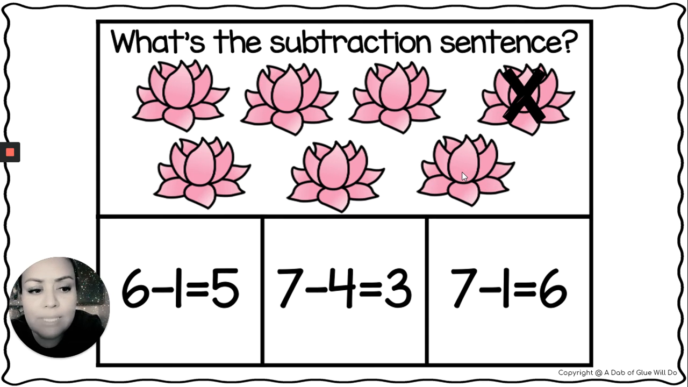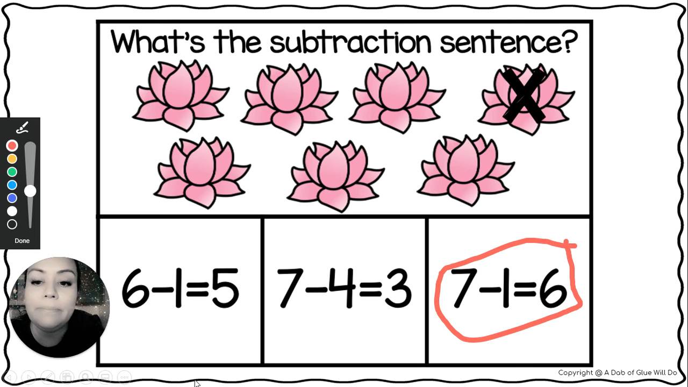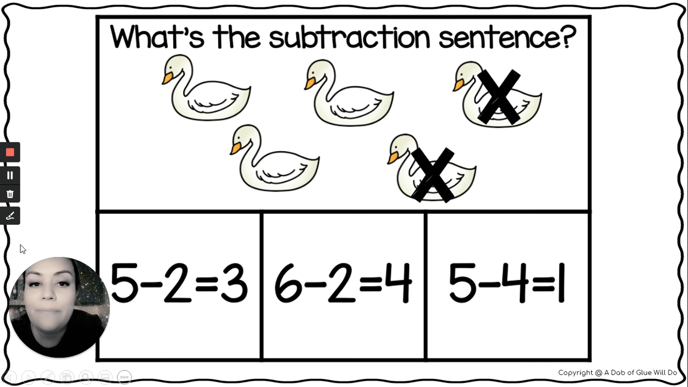How many are crossed out? That's right, just 1. 1 is crossed out. So we have 7 and we're taking away 1. What's 7 minus 1? That's right, 6. 7 minus 1 equals 6. Don't forget to say the sentence with me. What's the subtraction sentence? Think big.